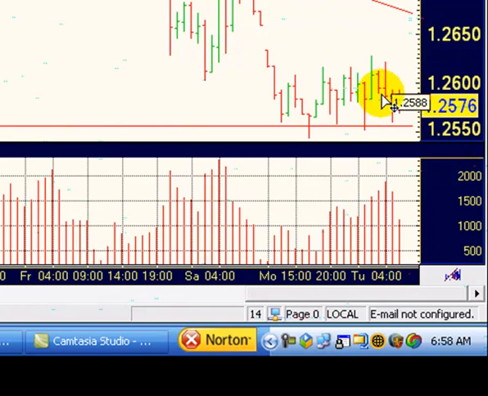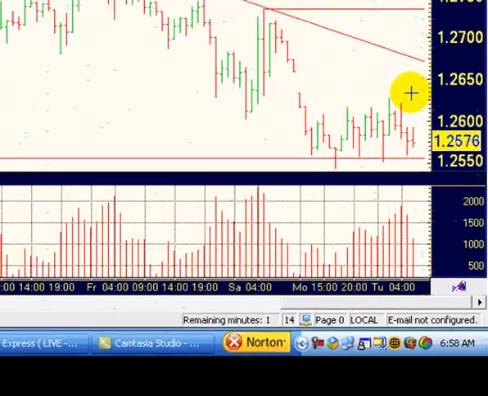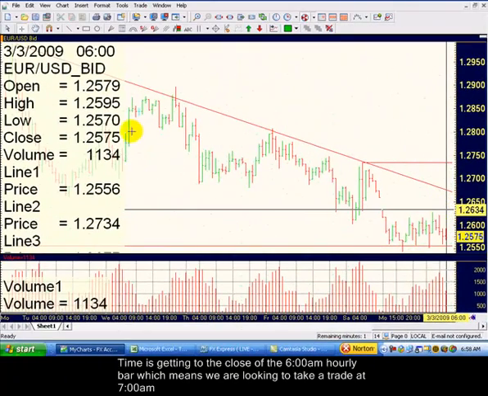Just to substantiate that that is indeed the time, we look to the left hand side here. You can see here's the date, 3rd of March 2009. This is a 6 o'clock time frame. This is the 6 o'clock hourly bar. It's going to finish in about 2 minutes time. So at 7 o'clock we're looking at taking the trade.